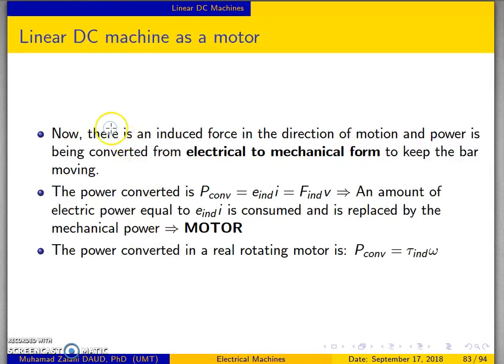So now there is an induced force in the direction of motion and power is being converted from electrical to mechanical to keep the bar moving. In this case, we can consider that power conversion happens in that motor, which is the conversion from electrical power to mechanical power. So electrical power P convert equals E induced times I. And then the equation for mechanical power is F induced force times the velocity.